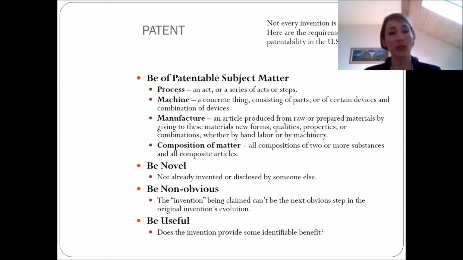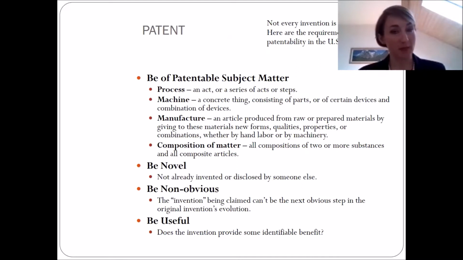So, okay, first, the content has to be of a patentable subject matter. So that could be a process, which is an act, a series of acts or steps. It could be a machine, a concrete, tangible thing that consists of parts, has certain devices, or a combination of things. It can be manufacture, an article that's produced from something raw or prepared that gives new forms and qualities to these things. It can be compositions of matter, so two or more substances, something new. You may be able to patent that.